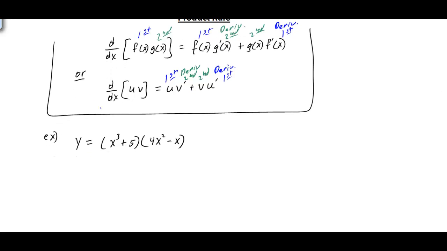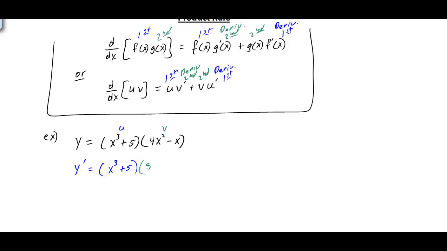So let's apply this to the example down here below. We have our function y equals x cubed plus 5 times 4x squared minus x. And instead of using f and g, I'm going to use u and v. So we could look at this as u, our first function, x cubed plus 5, and 4x squared minus x is our v. So if we want to find the derivative, y prime, then we're going to write down u just the way it is, x cubed plus 5. And now we're going to multiply this by the derivative of v. So we're going to take the derivative of the second part.